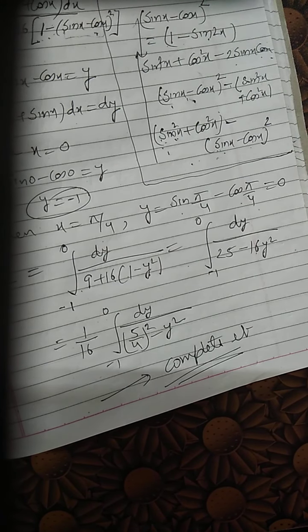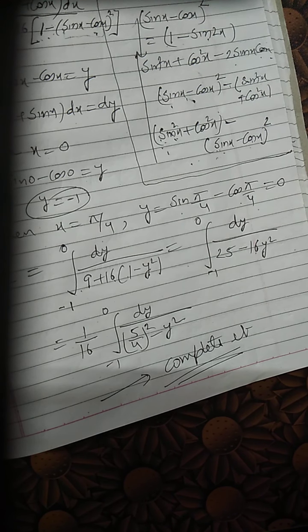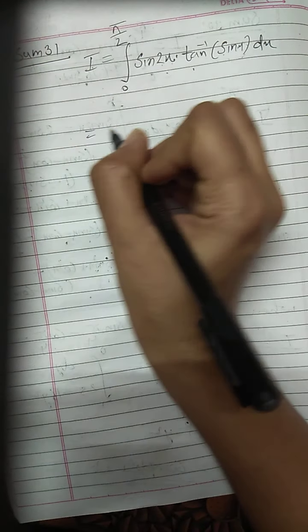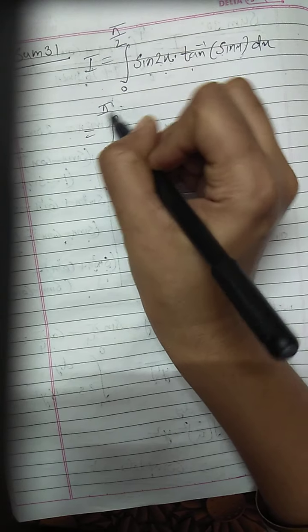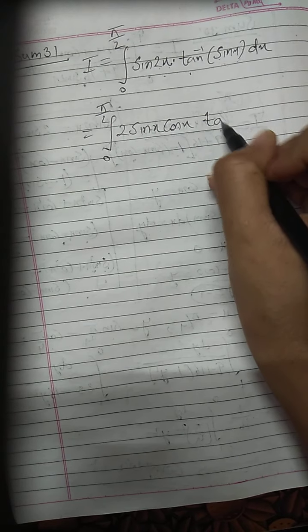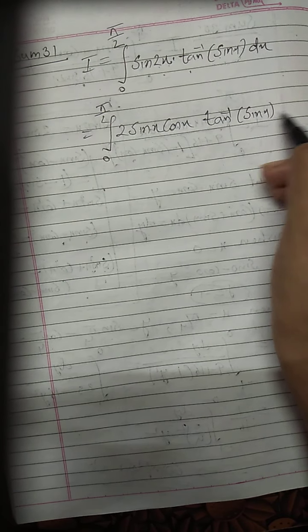Now I will give you the hint for sum number 31 also. So let us do that. In sum number 31 also, once again we have sin 2x into tan inverse of sin x. That means this sin x I can make the substitution. And sin 2x also, if I expand, I will get 2 sin x cos x, right? So I think you people will get it. So 0 to pi by 2, it is 2 sin x cos x tan inverse of sin x dx.